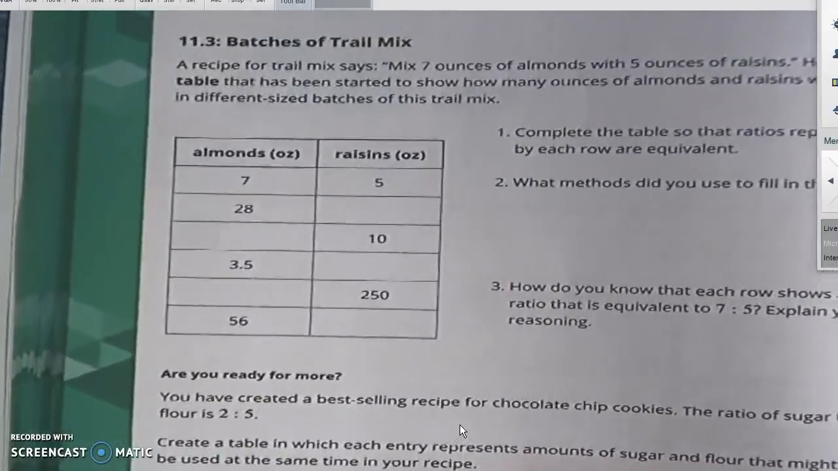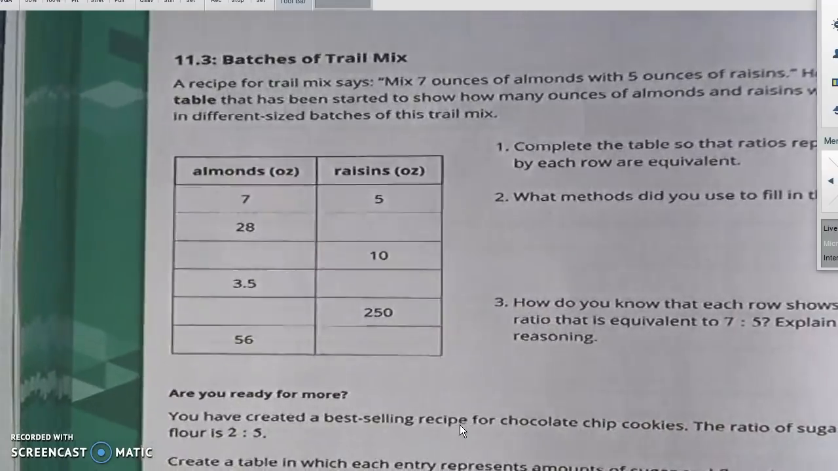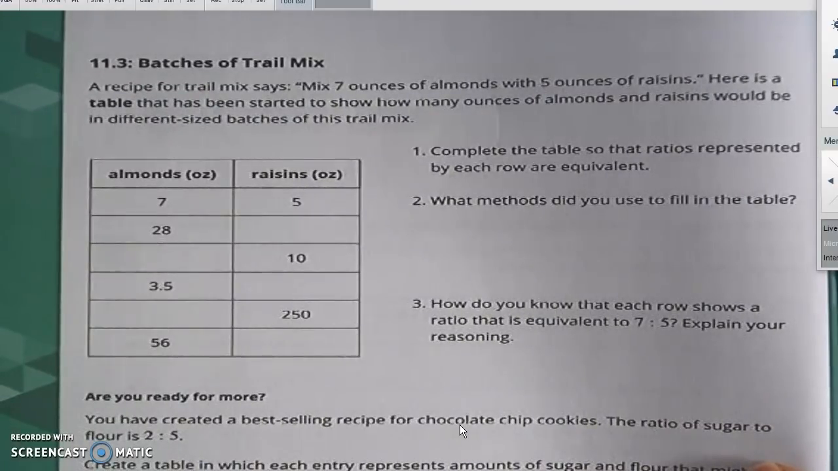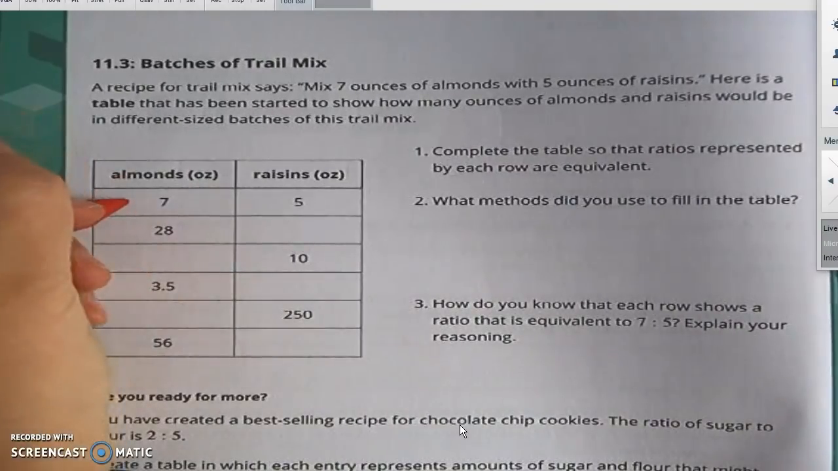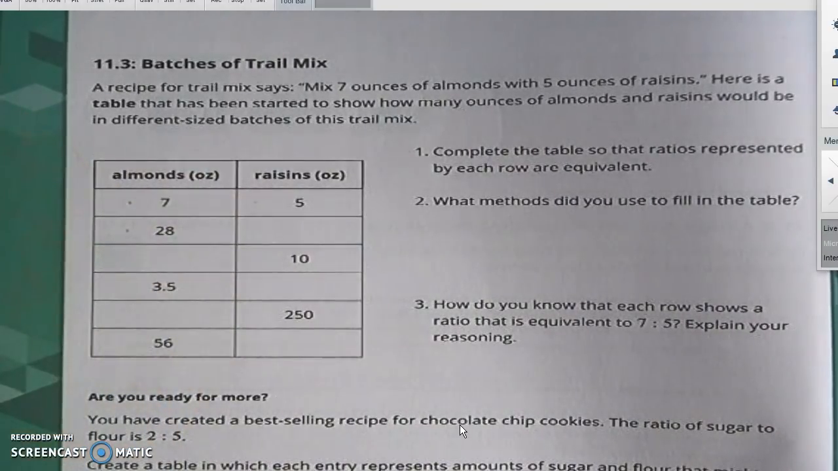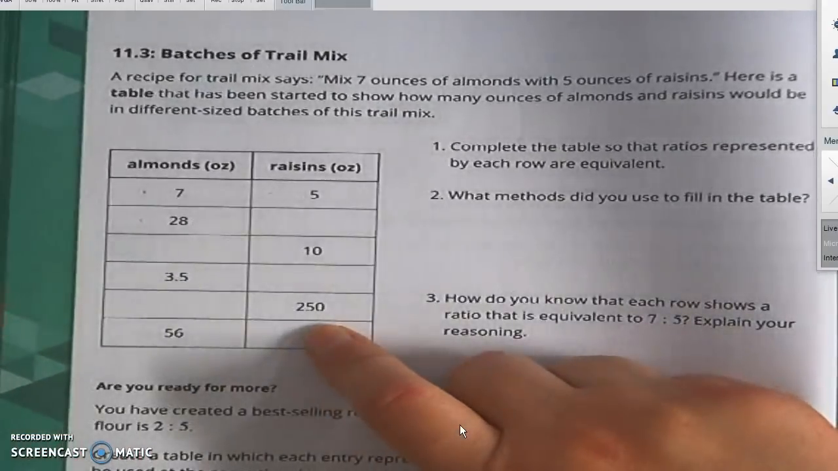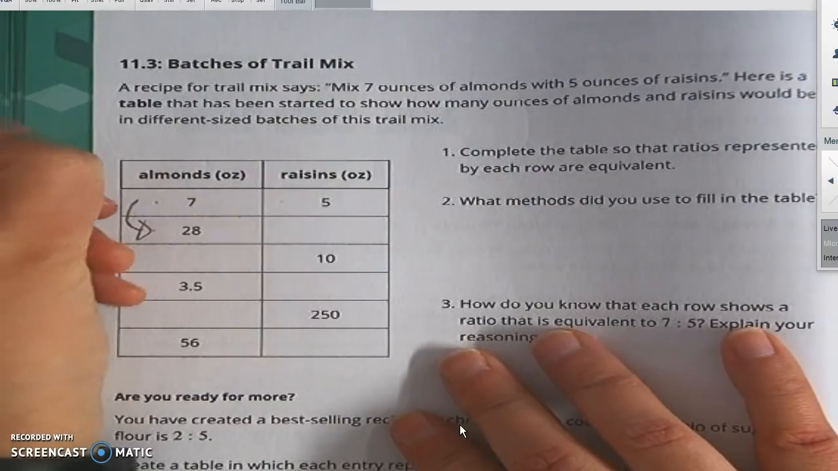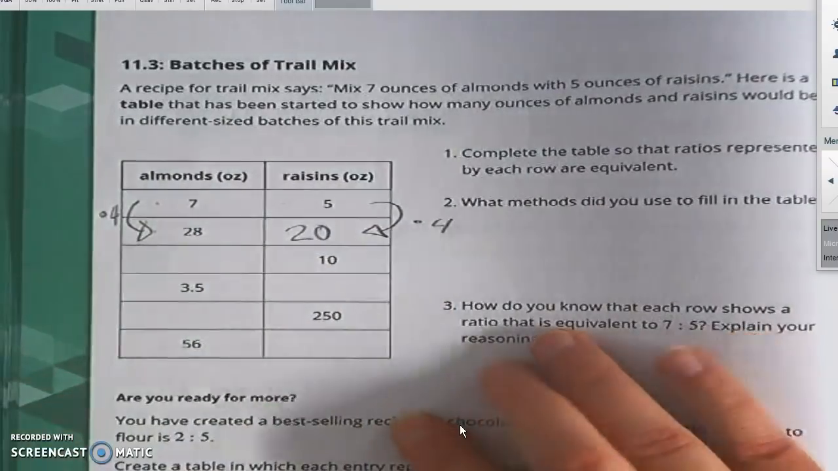So on Friday, we introduced a different way to represent those equivalent ratios, and that is through a table. This gave us a recipe for trail mix, which uses 7 ounces of almonds and 5 ounces of raisins. So they gave us the 7 and the 5, and then we had to find how many ounces of raisins for 28 ounces of almonds. We said, well, 7 times 4 gives us 28. So over here we can do 5 times 4, which gives us 20. And that was how we found it.